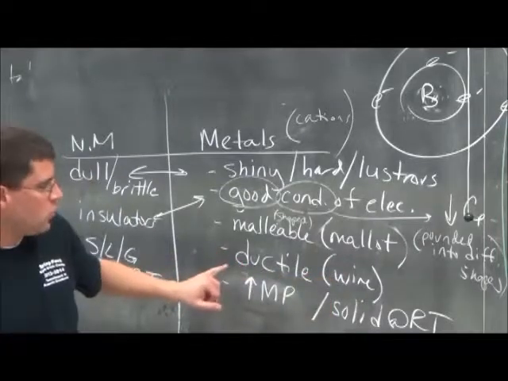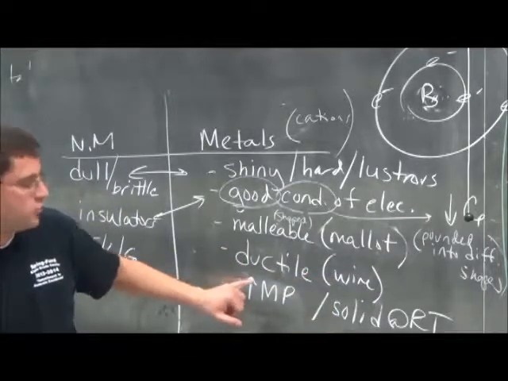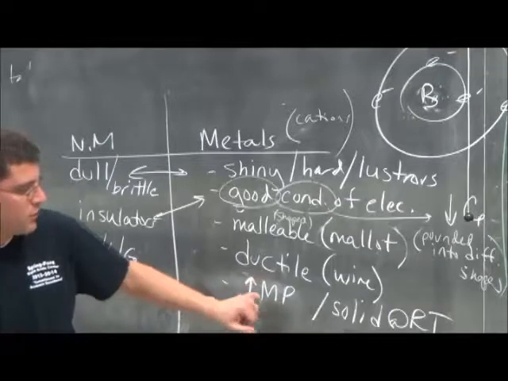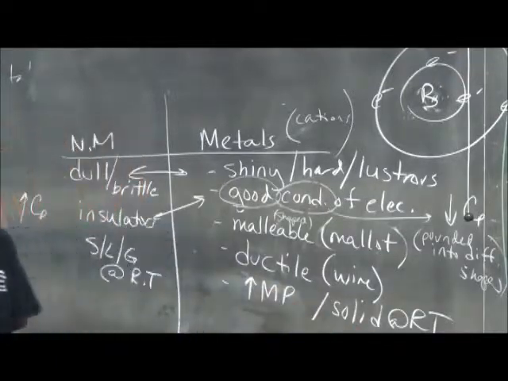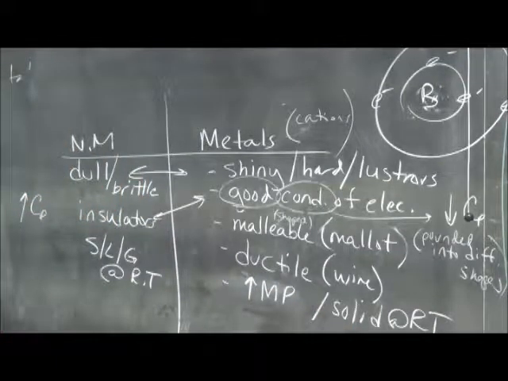Ductile metals can be drawn out into a wire. Ductile, drawn into a wire. And they also have a high melting point and tend to be solids at room temperature, except for mercury, Hg, that's a liquid at room temperature.